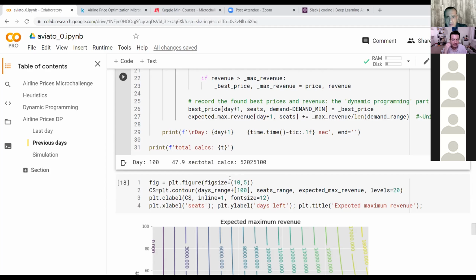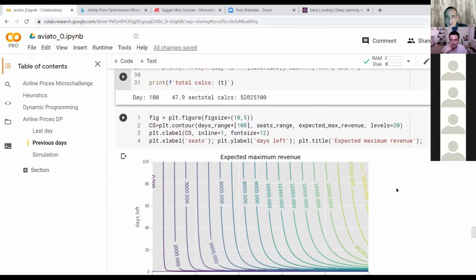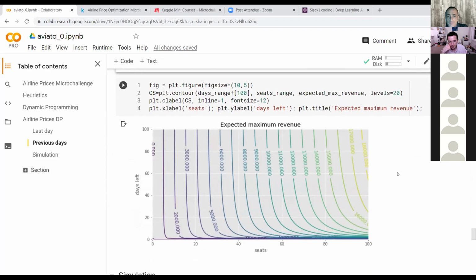Great. Yeah. 52 million calculations. I mean, brute force is only applicable in small problems. So one thing I also decided to add is this: when we calculated this entire cube, how does the days left, seats left combination work out in terms of the expected revenue? For example, if we have 100 days left and 100 seats left, there is this upper right corner of about $18,500. And this is the maximum revenue that we can get.